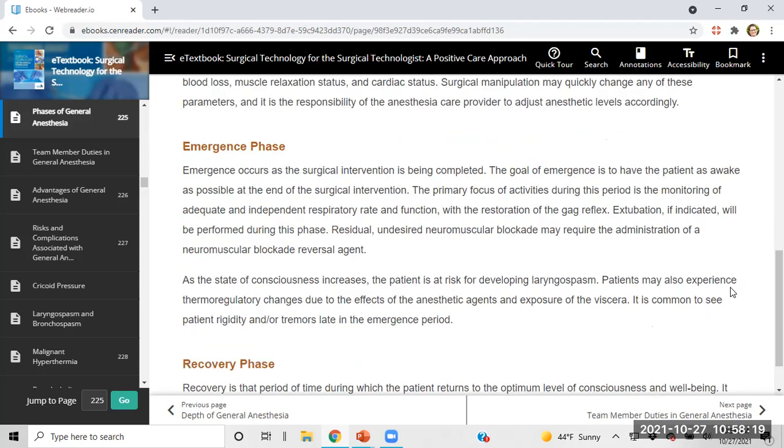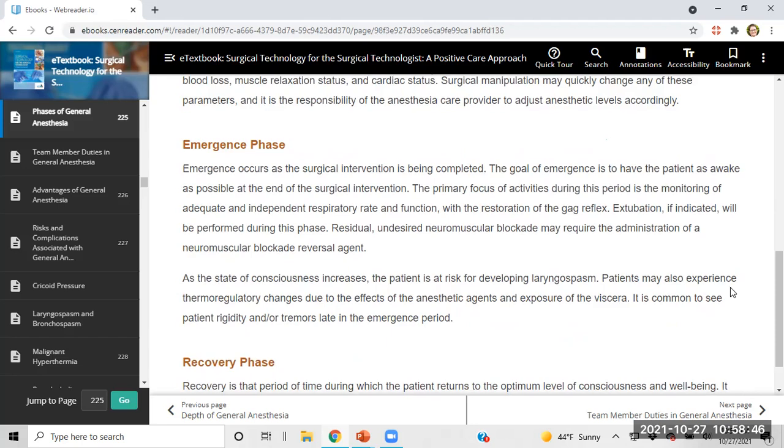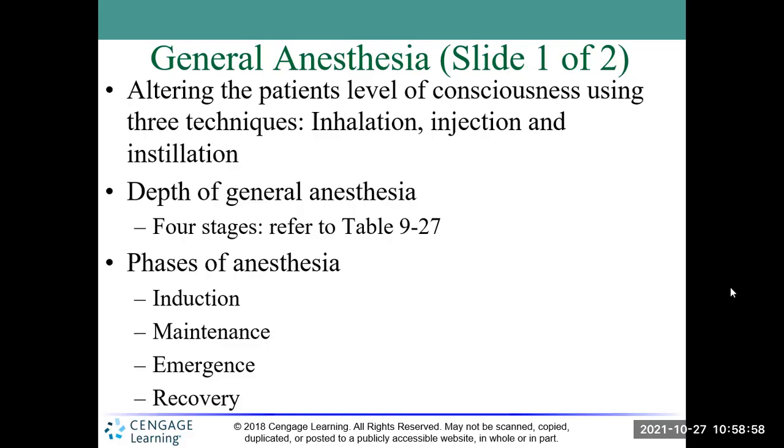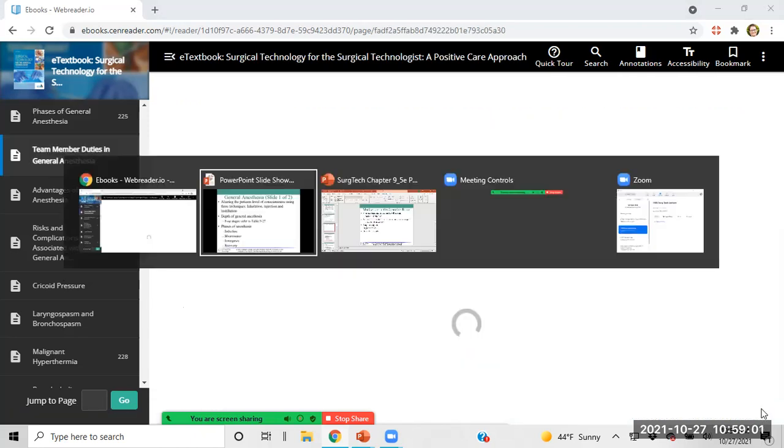Once the case is completed and they need to be woken up, the emergence phase starts. The goal of this phase is to have them as awake as possible. Once they're up at a certain level of consciousness, they can be extubated, because they're breathing on their own. Then they move into the recovery phase, going into the PACU. They're breathing on their own, and their level of consciousness is high enough that they're able to maintain their bodily functions without any intervention. So those are the 4 phases of anesthesia.